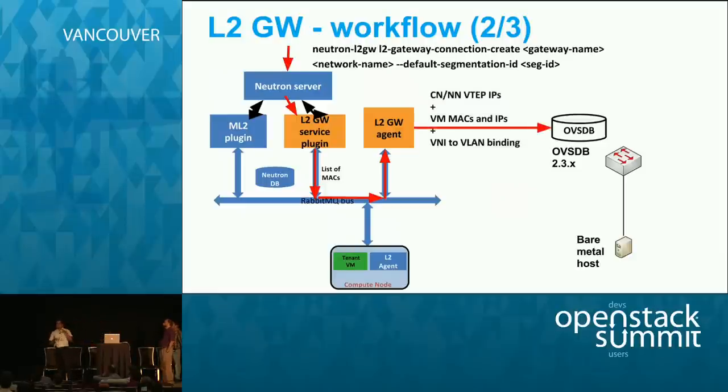I also note that from the ports, we also know the data path VTAP IP of the compute nodes and network nodes. So this information is written to OSDB tables, and the OSDB then configures the physical hardware L2 gateway to create the VXLAN tunnel to the compute node or network node based on the data path IP that was sent by the L2 gateway agent. So this is the VXLAN tunnel that is originated from the physical L2 gateway to the compute node or network node. So let me go to the other part, where we create the VXLAN tunnel from the compute node or network node to the physical L2 gateway.